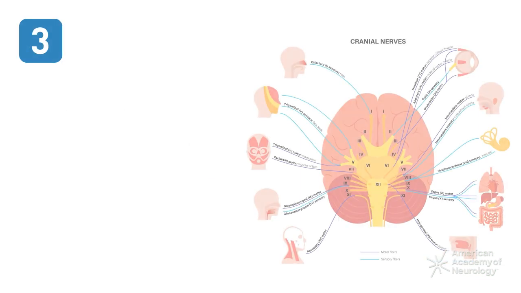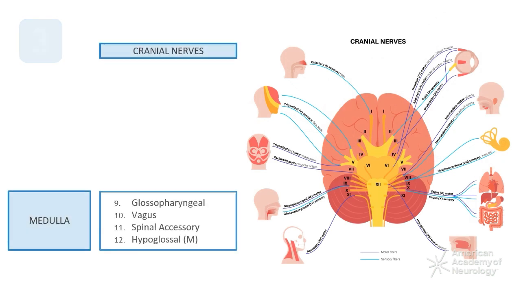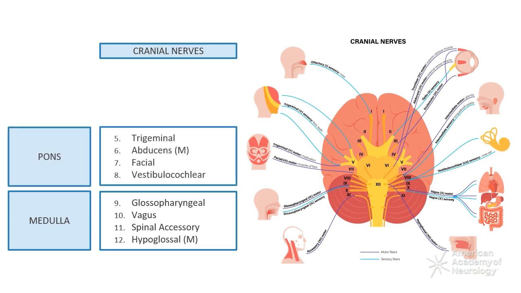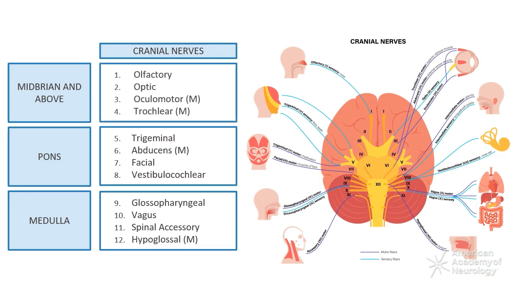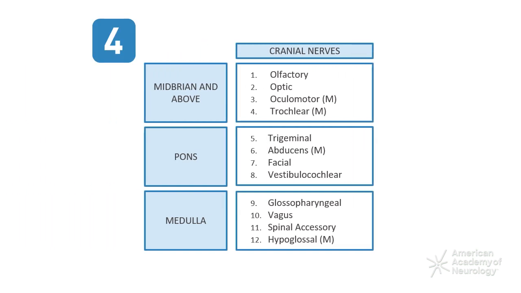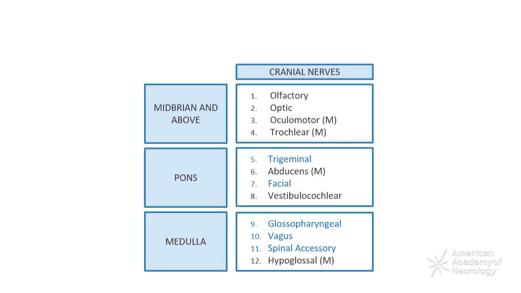Number 3, 4 cranial nerves in the medulla: 9, 10, 11, 12; 4 in the pons: 5, 6, 7, 8; and 4 in and above the midbrain: 1, 2, 3, 4. Number 4, 4 motor cranial nerve nuclei that are near the midline are the factors of 12 except 1 and 2. 5, 7, 9, 10, and 11 are in the lateral brainstem.